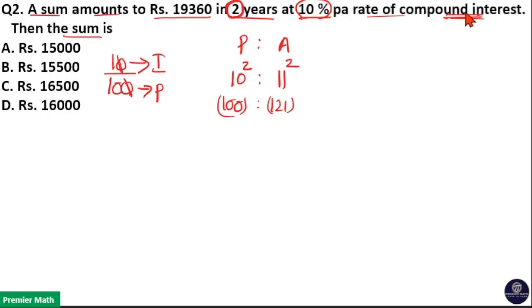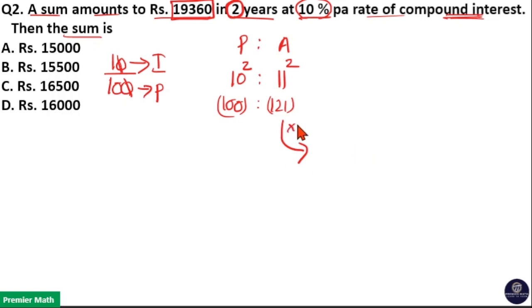Now here it is given that amount is 19,360 in 2 years. That means this 121 units is equal to 19,360. Here you can see 121 goes 1 time in 193. 21 plus 70 is 91. So remaining is 726. So 121 goes 6 times in 726. Remaining is 0. That is, here 121 goes 160 times in 19,360. That means 1 unit is 160.